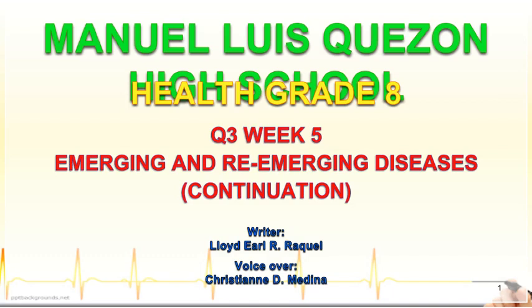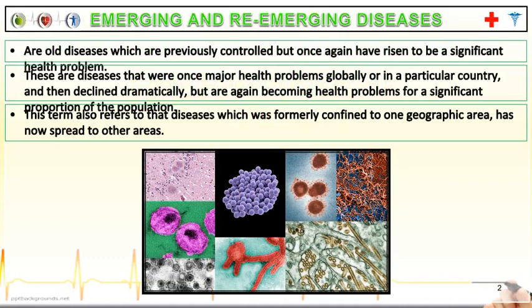Good day. In health, in MAPEH module number 5, we are going to discuss the continuation of emerging and re-emerging diseases. Let's begin. Re-emerging diseases are old diseases which were previously controlled but once again have risen to be a significant health problem. These are diseases that were once major health problems globally or in a particular country, and then declined dramatically, but are again becoming health problems for a significant proportion of the population.